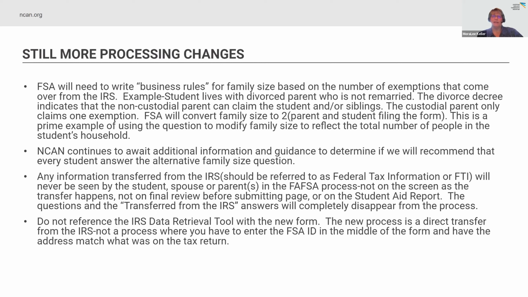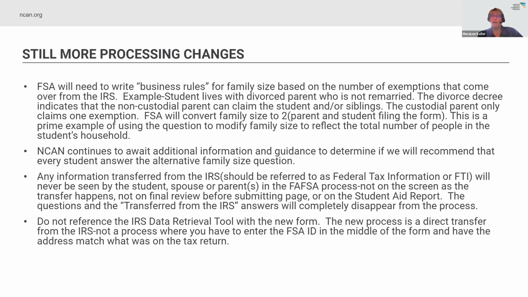In terms of family size, I indicated they're going to calculate that by bringing over the number of exemptions. The department will write a couple business rules. In other words, let's say we have an individual parent who is maybe currently divorced, not remarried, and there's a student in the household. But by the divorce decree, the other parent is allowed to claim the student. So when it would bring the tax exemptions over from the IRS, it would perhaps only bring one as the parent. The department will automatically bump the household size to 2 because there at least has to be a parent and a student in a dependent student's case.